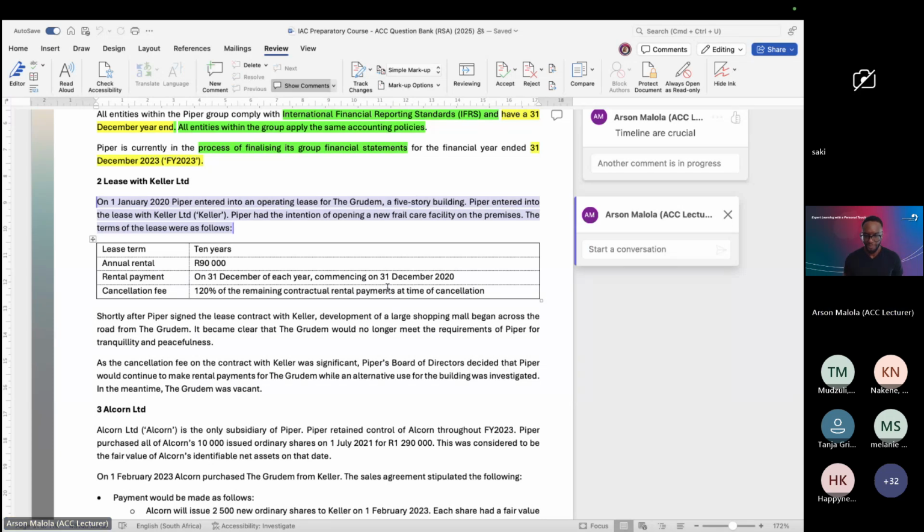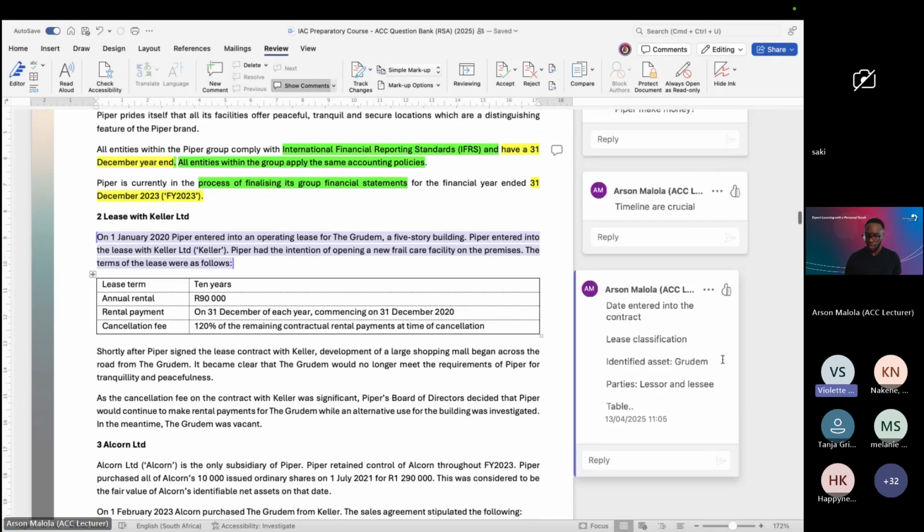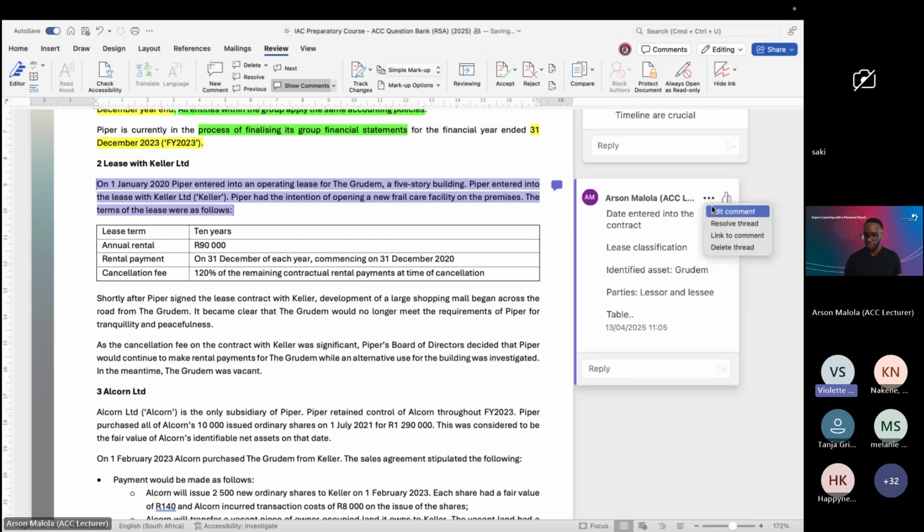So what I noticed when I read this is the date that they entered into the contract. And then I saw the classification of the lease. It's an operating lease. So then I identified the leased asset, which is the Grudem. And then I identified who's the lessor and who's the lessee. And then I think they gave us all the lease term and annual rentals. Hold on, I think that comes in the table, right? So I'm just going to put table here. Possible calculations and journals, and because you asked me why I think it was given.